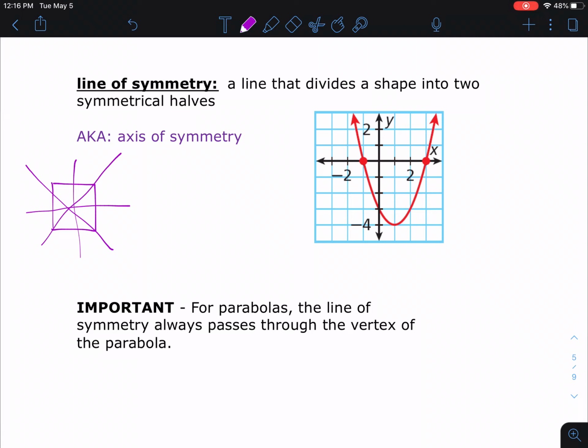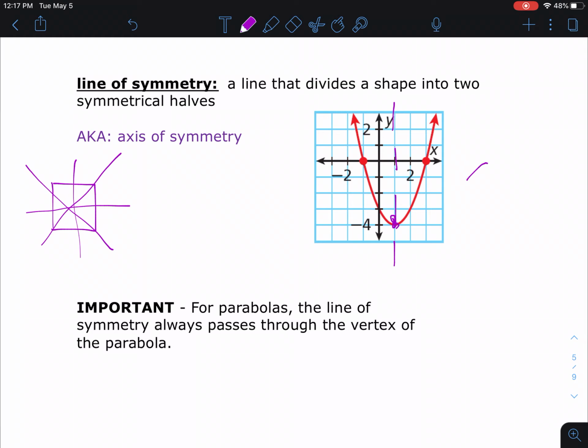So line of symmetry for a parabola, there's only one, whereas a square has a bunch, and the line of symmetry in this parabola is right down the middle. It will pass through the vertex. Now remember, the vertex is right here, so it's going to pass through that all the time. So you'll be asked on your assignment to make sure that you draw it, sketch it like I just did there in purple, and then you're also going to write the equation.